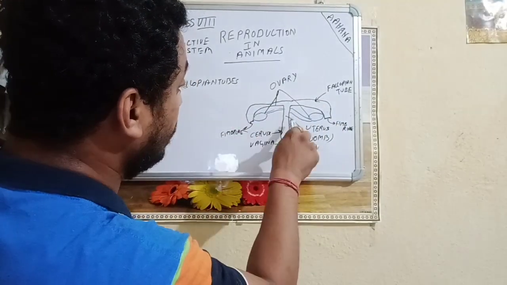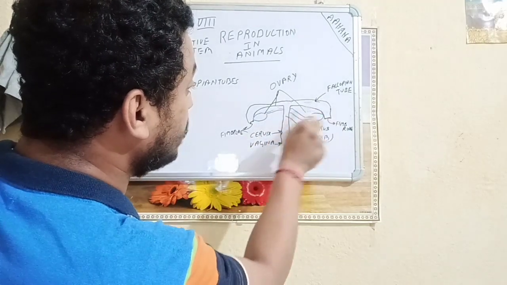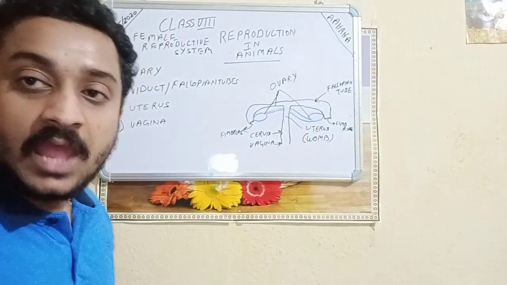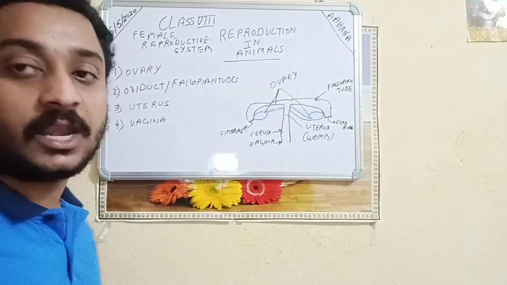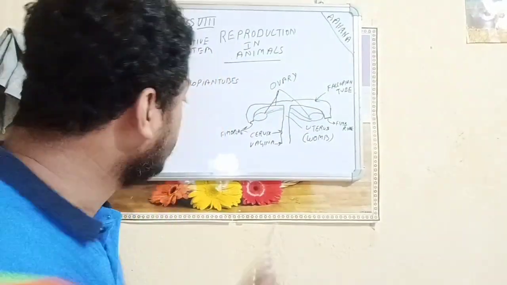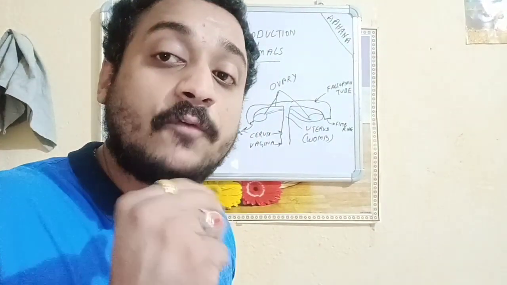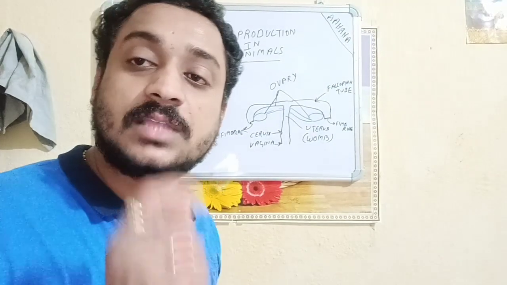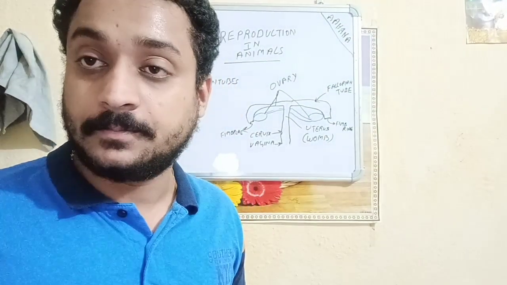This is the upper end of the uterus. Here, the upper end of the uterus is connected from both sides to the fallopian tube. And the lower end of the uterus is connected to the vagina. The cervix is the upper part of the vagina. We can say it is the neck of the uterus. The cervix is also called the neck of the uterus, and it is the upper part of the vagina.